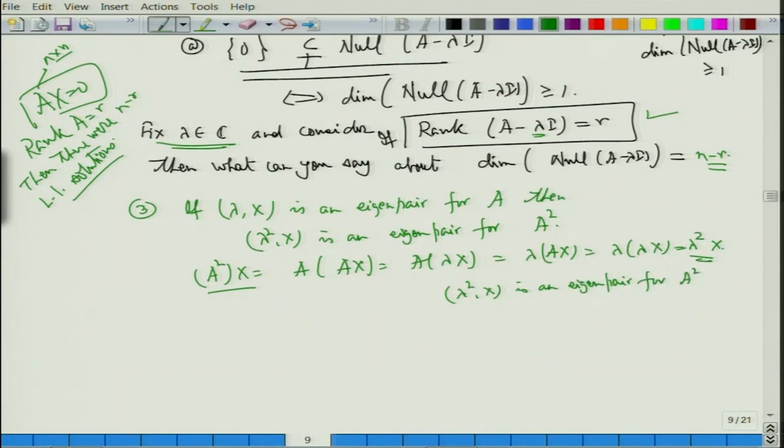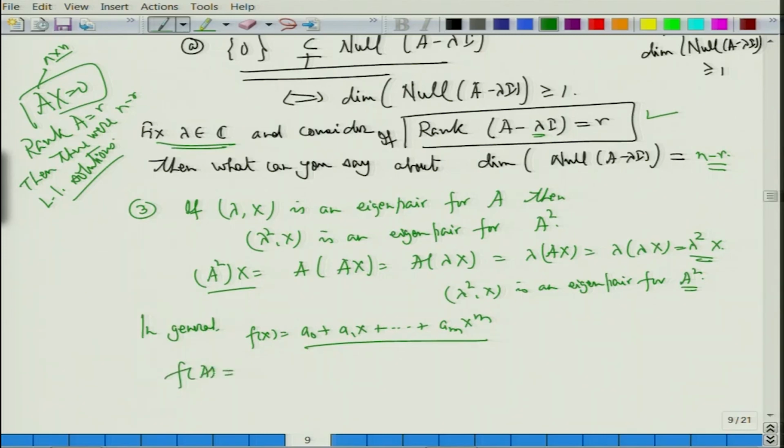For A square. Fine. So, in general, suppose I have a polynomial f of x, which is a0 plus a1x plus up to am x to the power m. Suppose I have this. I compute f of A.